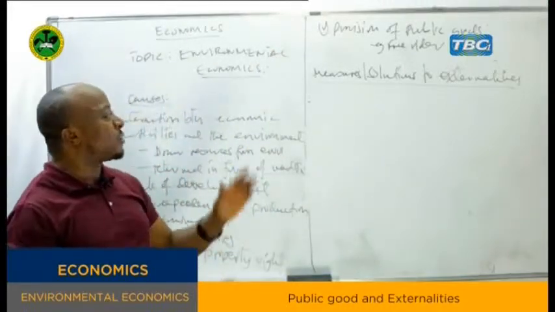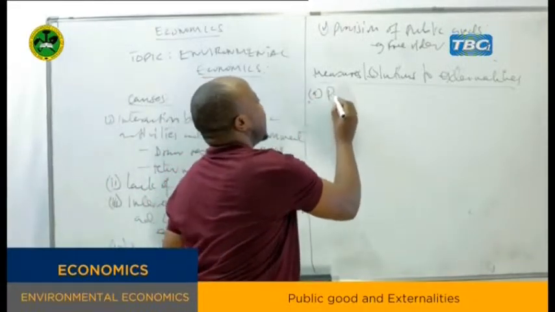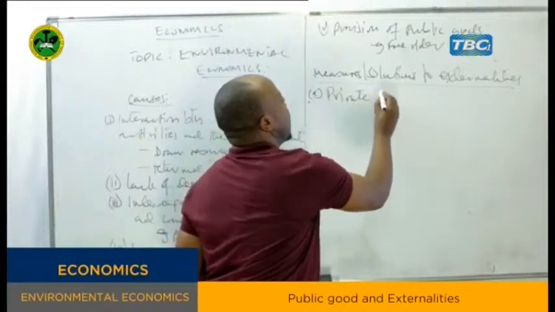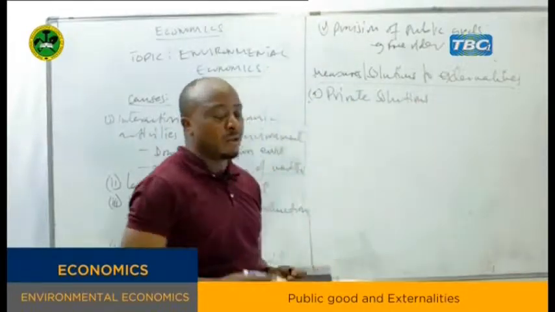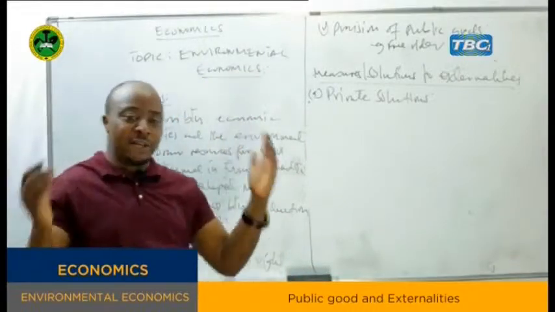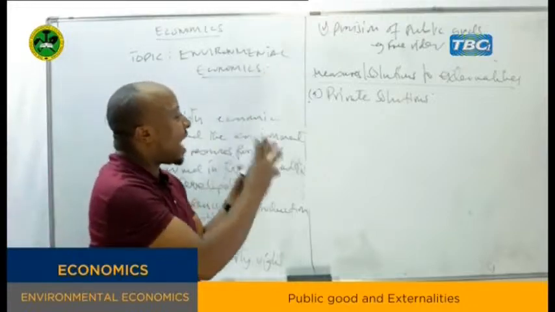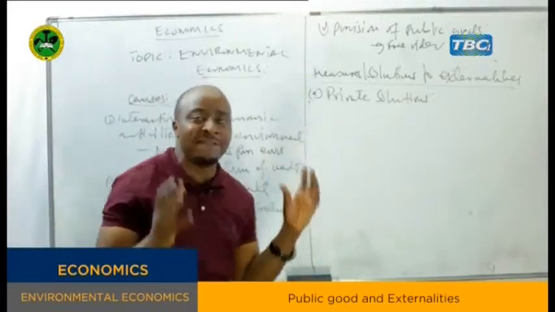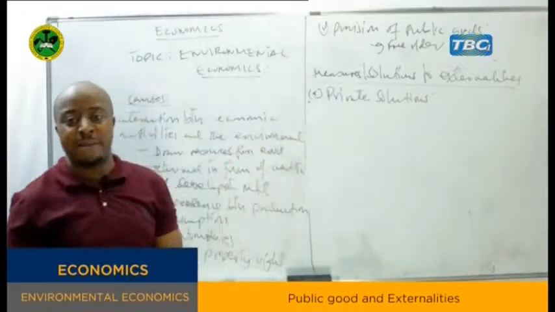Now, we can divide these solutions into two parts. Part A, private solutions to externalities. Private solutions here mean private individuals and private firms can organize on how they can deal with the externalities, without involving the government. It means private solutions do not involve the government.